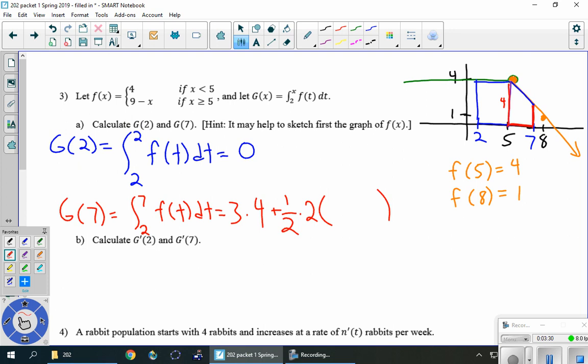So how do we find it? Well, we plug 7 into the original function. Plug 7 in for x right there, and we find that 9 minus 7 is 2. So this point right here must have been (7, 2), which means that the length of that base right there is 2. Okay, so now it's just arithmetic. 12 plus 6 is 18.